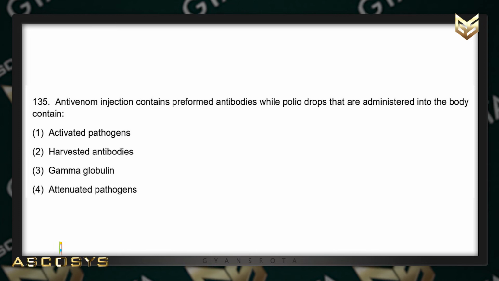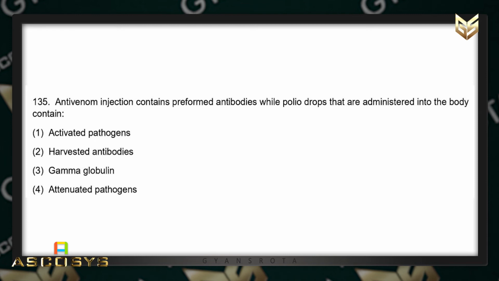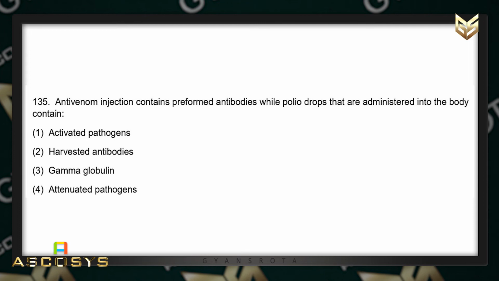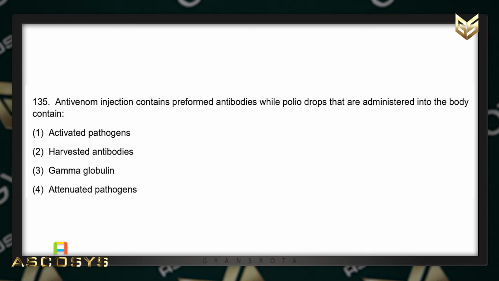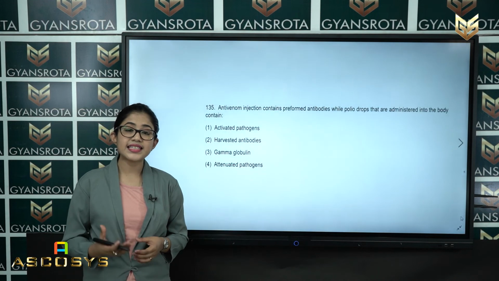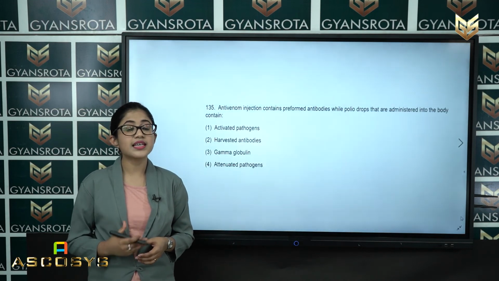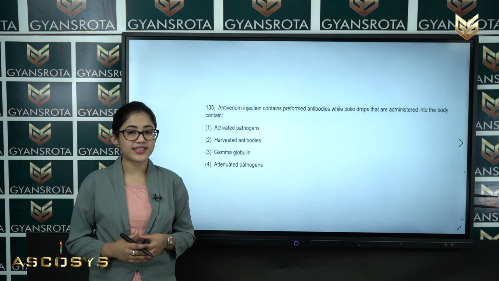Antivenom injection contained preformed antibodies, while polio drops that are administered into the body contain option number 1 activated pathogens, option number 2 harvested antibodies, option number 3 gamma globulin and option number 4 attenuated pathogen. So, student, antivenom injection is an antiserum which is obtained from the snake poison and then it is transferred to the person with a snake bite.